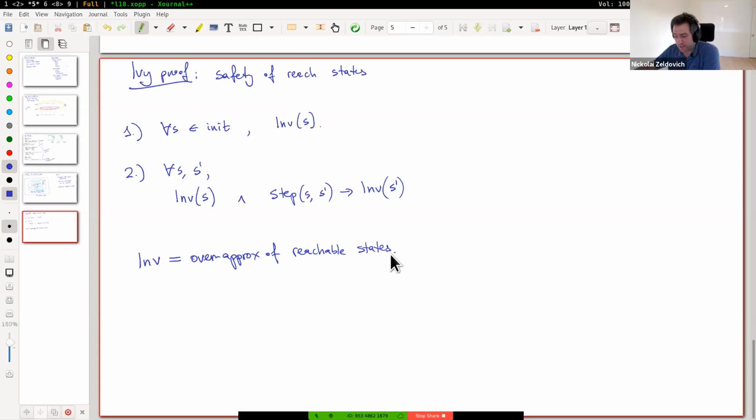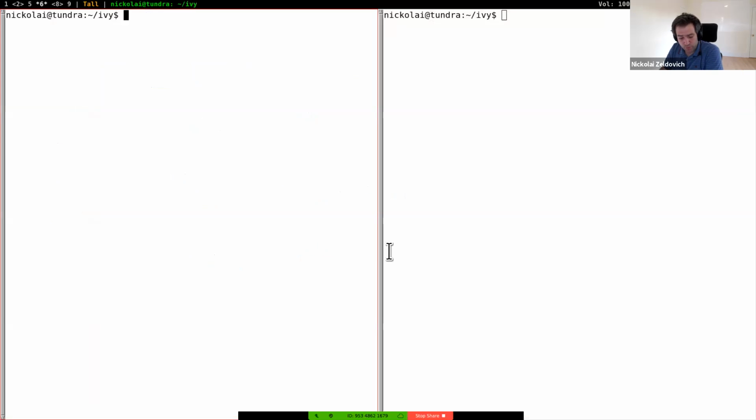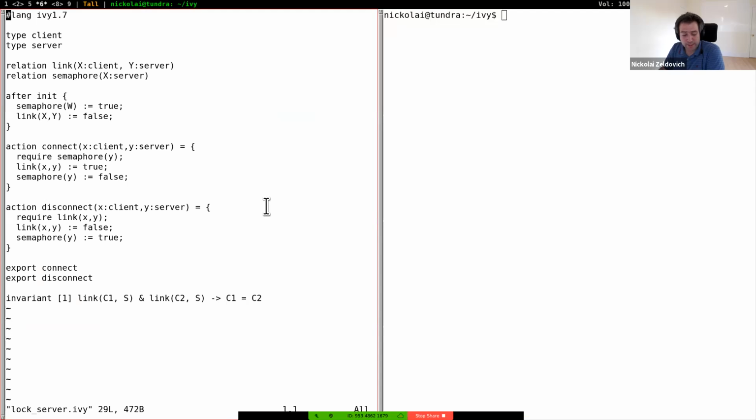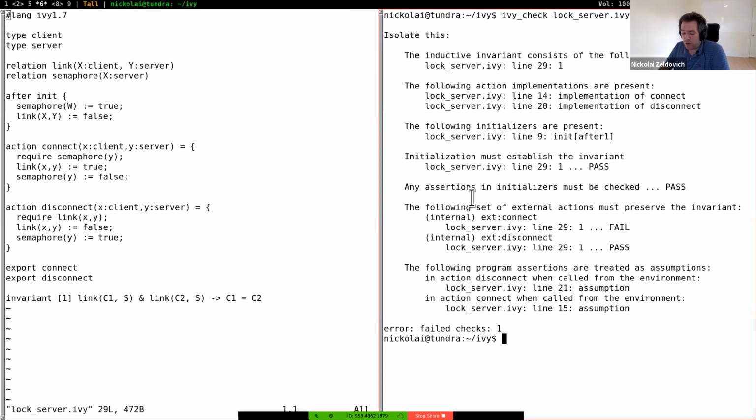So let's try to actually look at the concrete Ivy tool, just to give you a flavor of what this looks like. So let me switch over to a terminal. Here I have the lock service that you just saw on the previous slide typed up in a file. And I can actually run Ivy on this protocol definition. So I can run Ivy check over here on the lock server. And it's actually just going to try to check those conditions that we saw on my board just a second ago.